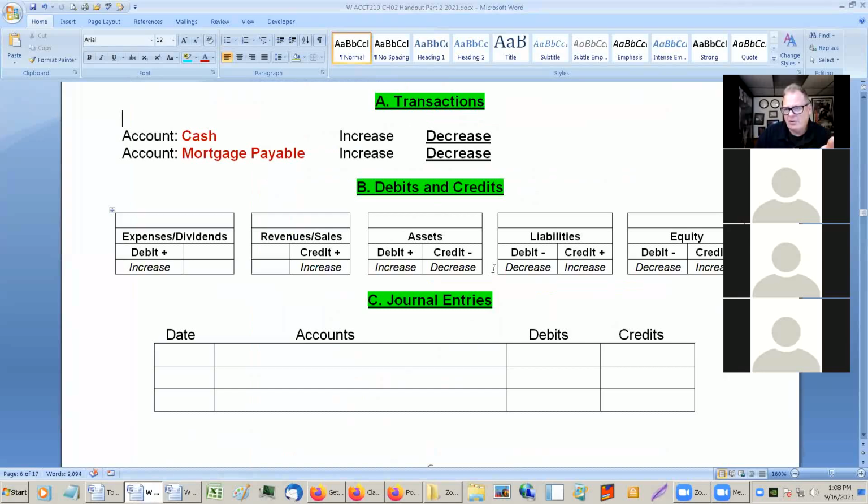Now, if we're just writing down the transaction though, we don't need to know what the balance is in the account. We don't need to know what the balance is in the cash account or the mortgage payable. We're just going to write down the transaction. Okay, so we have cash, which is an asset. And mortgage payable, which is a liability. And they're both decreasing. So cash is going down, it's decreasing.